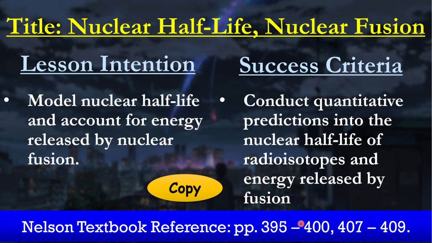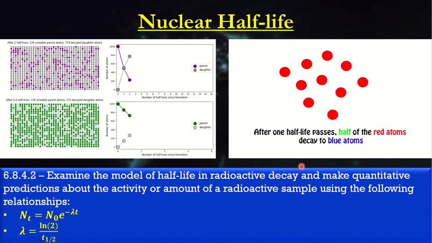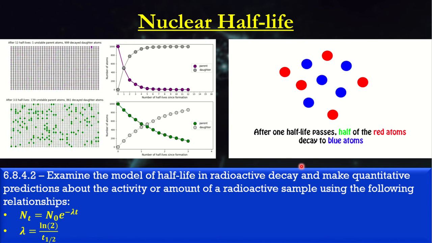Alright, for your textbook references, we have these two ranges here. We are looking at nuclear half-life, looking to model it, and then we're also going to look at nuclear fusion as well. Just to start ourselves off, in this particular dot point, we are trying to model firstly what half-life of radioactive decay is, and then we are going to make some quantitative predictions, so numerical predictions about the activity or the amount of radioactive sample using these two equations here.